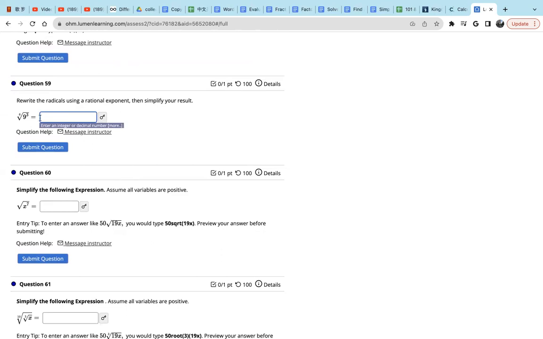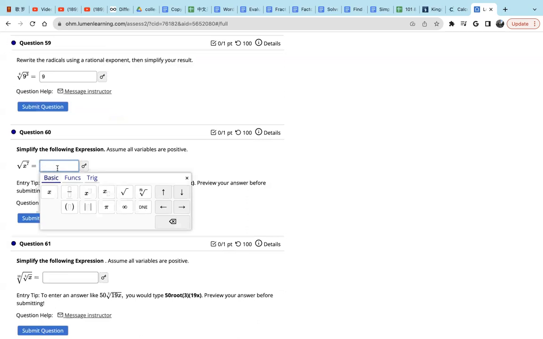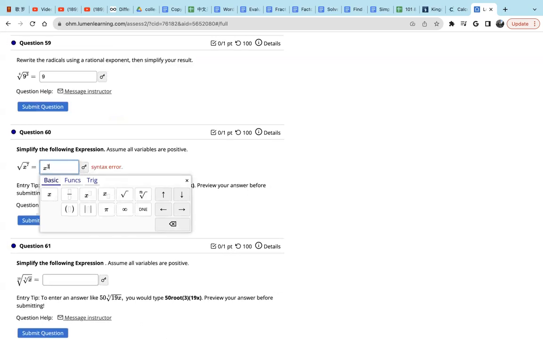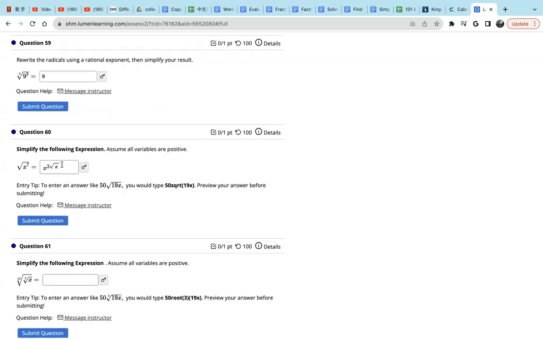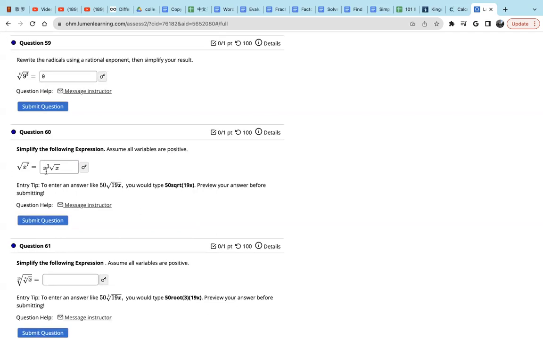Let's see this one. 9 is 3 squared, then raised to 3, 2 times 3 is 6. So this just equals 9. So x raised to 7 can be split into x raised to 6 times x. X raised to 6 divided by 2, that's x raised to 3. Then we still have 1x under the square root sign. So x raised to 3, square root of x.